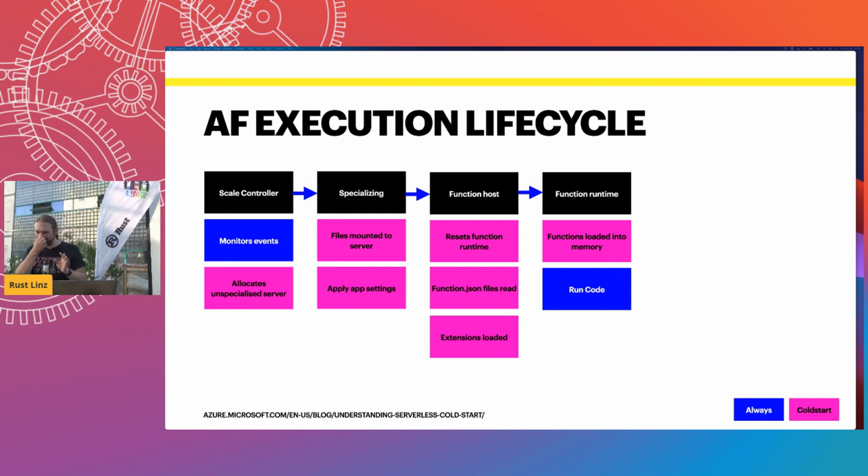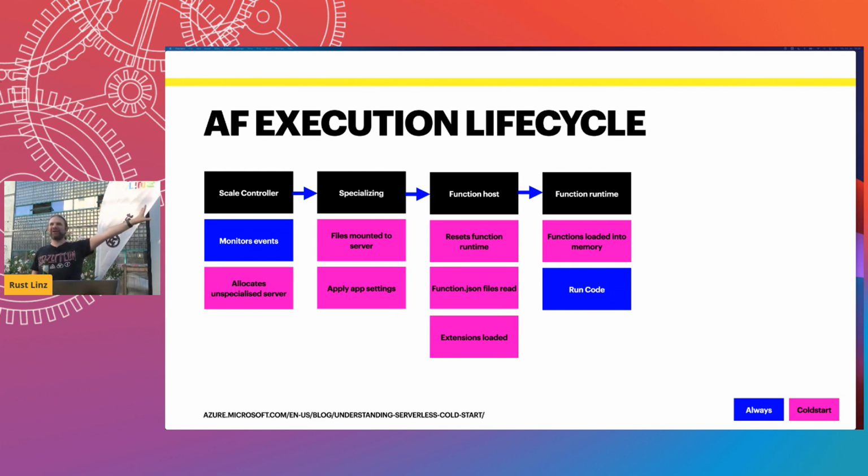Then the function host, and I'm sorry, this is very small, the function host resets the function runtime, reads the function JSON. Function JSON defines the input and output bindings. We are going to see an example later on. Loads any extension if necessary. Then the function runtime, and you're going to see that all in a second, loads the functions into memory, and then you execute the code.